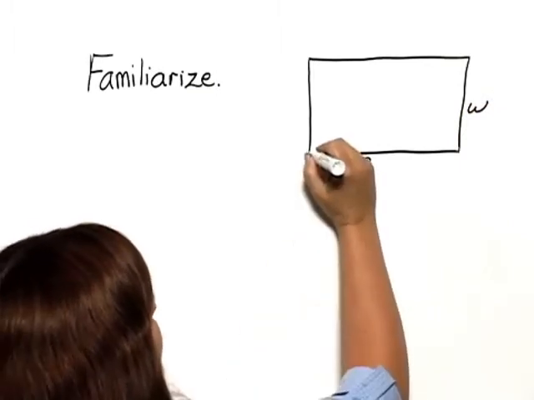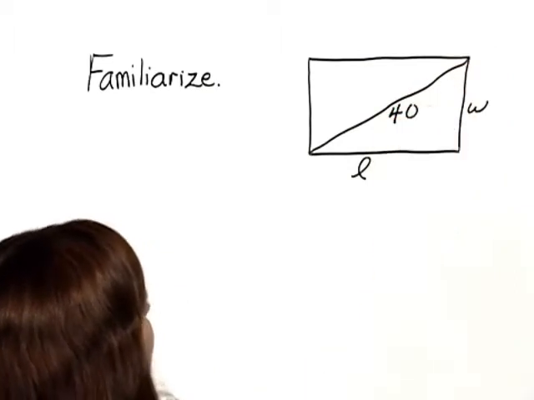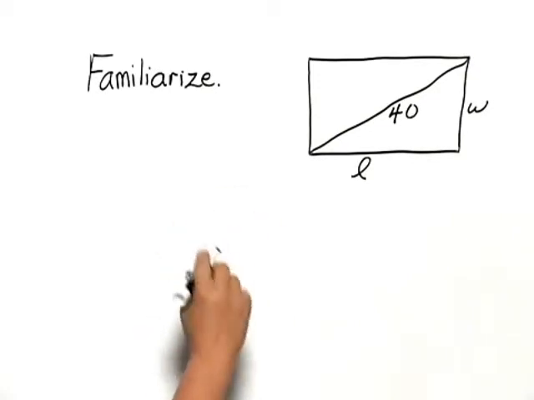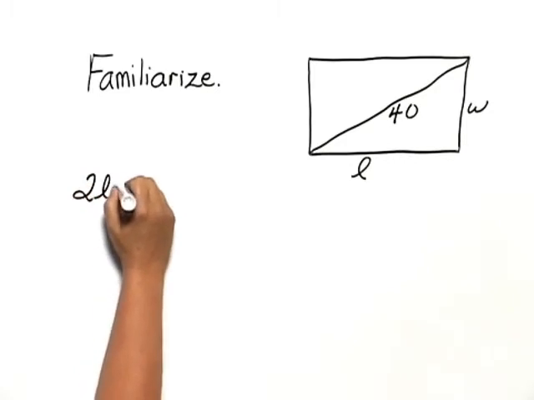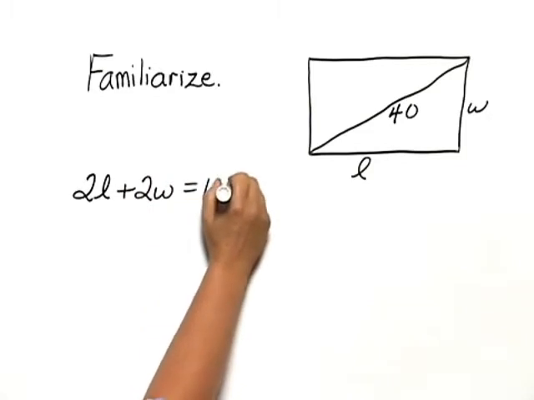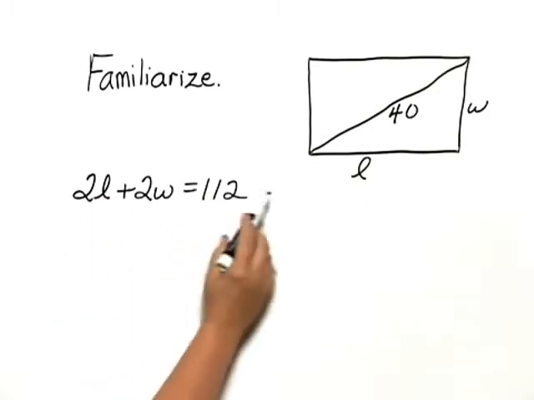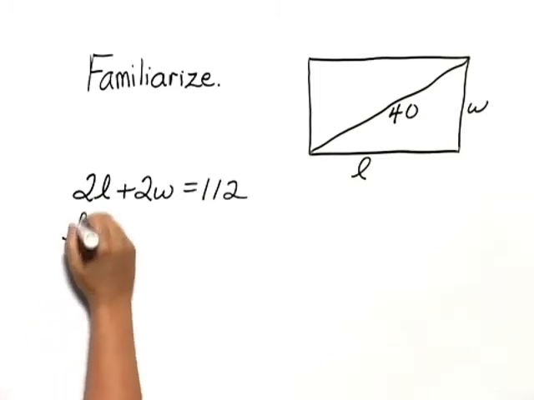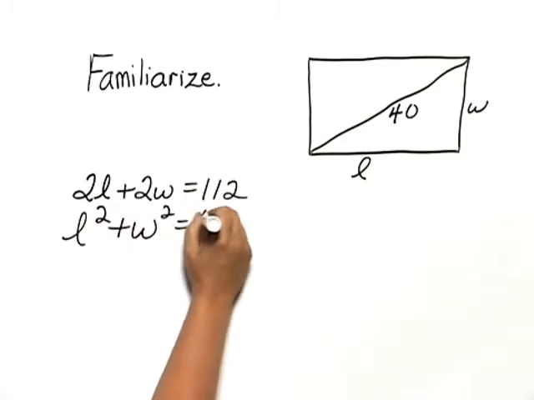We're also told what the length of the diagonal was, so let's draw in a diagonal and label that 40. We're given the perimeter of the rectangle. The formula for perimeter of a rectangle is 2 times the length plus 2 times the width, and that perimeter is 112. If you can see from this triangle here, we could use the Pythagorean theorem and come up with the equation L squared plus W squared equals 40 squared.